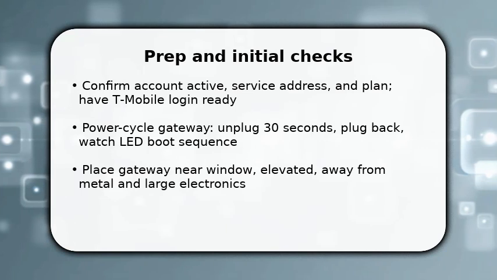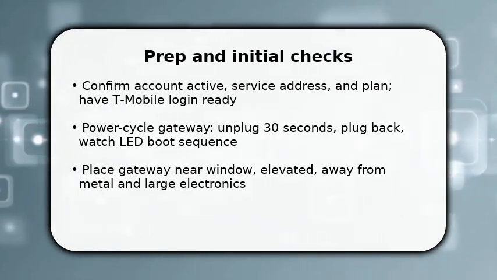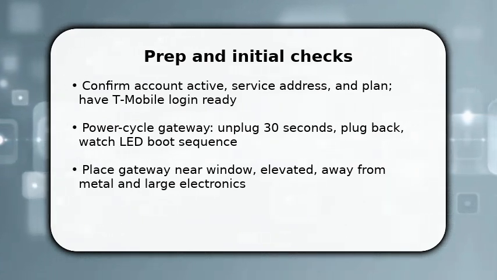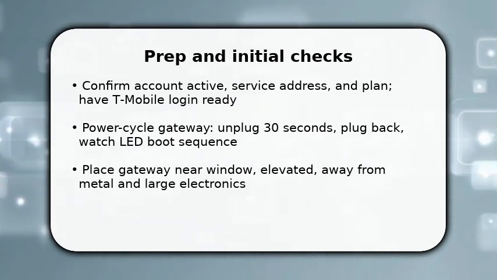You start by confirming your account is active and you're at the correct service address, because provisioning problems mimic hardware faults. Once done, power cycle the gateway. Unplug for 30 seconds and plug back in to clear transient errors.